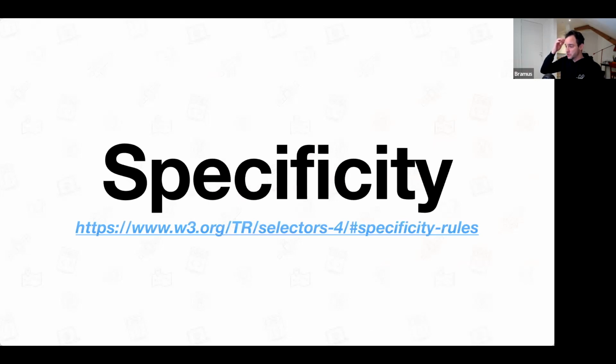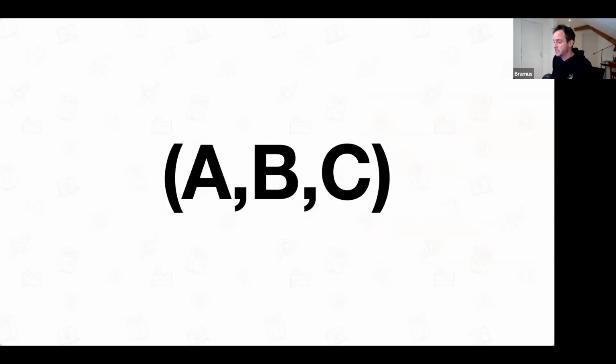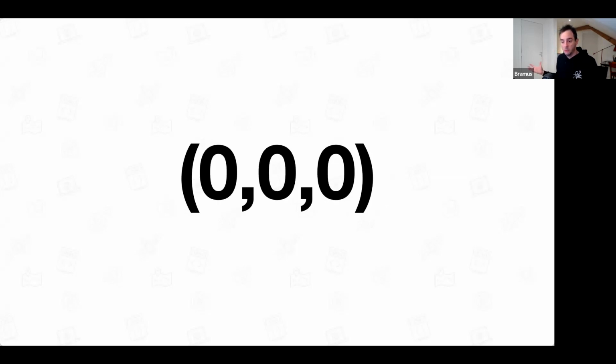You have certain rules right here. So that is the link to the spec. No worries, I will post the slides online. This is being recorded, so the information will get to you afterwards. So this is the link to the spec about how to calculate specificity. Specificity, how is it represented? Well, it's represented as a triad or a triple or trio, however you like to call it. And it has three values, A, B, and C. And by default, specificity starts at a value of 0.